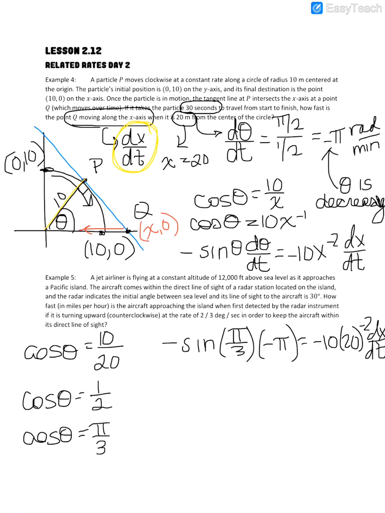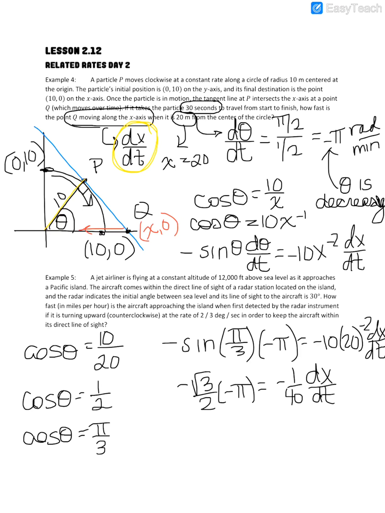All right, so this would give me negative radical 3 over 2. Again, that's off of your t-chart. And here it's negative 10 times 20 to the negative 2. 20 to the negative 2 is 1 over 400, because you're squaring the 20, you're putting it on the bottom. So it's actually negative 10 over 400, which is negative 1 over 40.